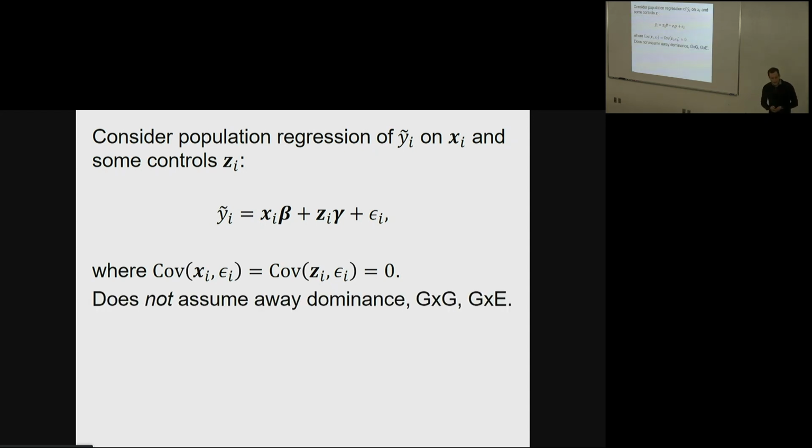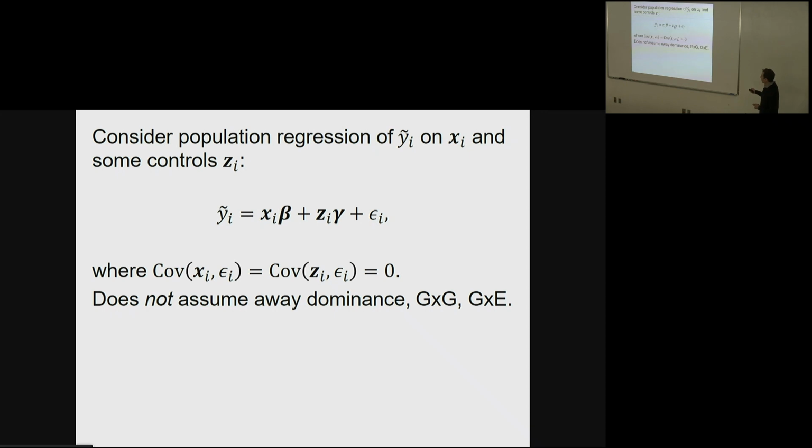So here's, I think, a first misconception that is pretty common. People often think that when they write down an additive model, there's some assumption built in that we're assuming away dominance effects, nonlinear effects of genotype or gene-gene interactions and gene-environment interactions. In fact, there's no such assumption. The additive model is just a way of describing the data.